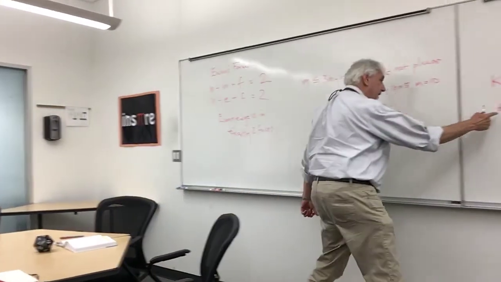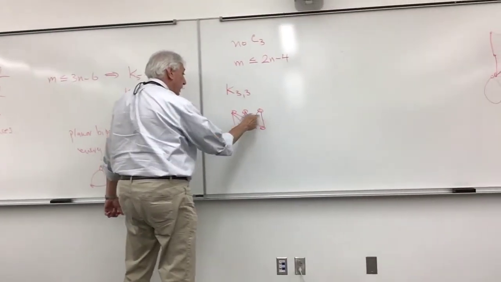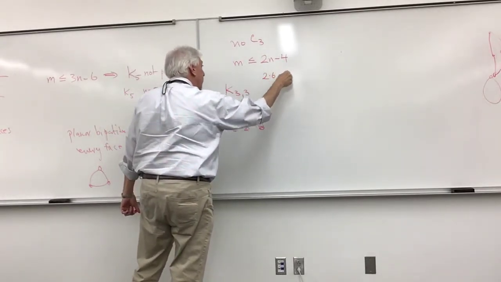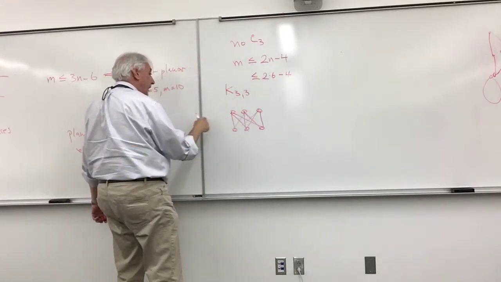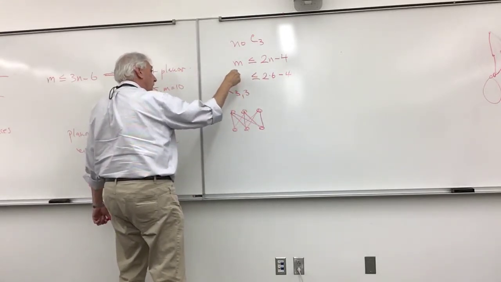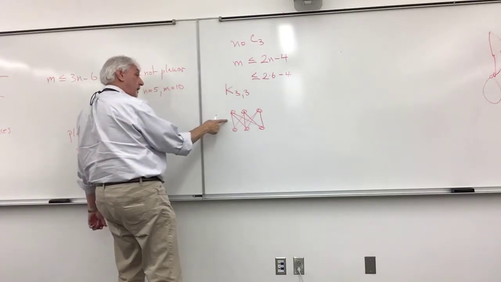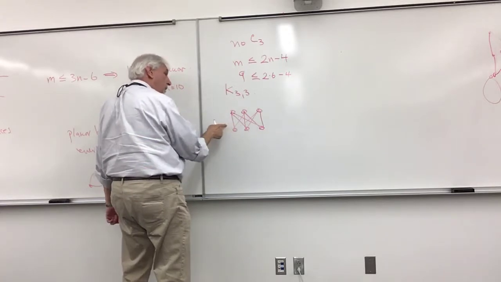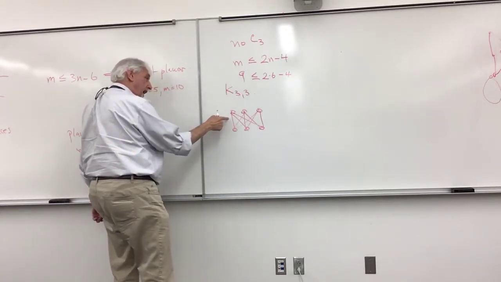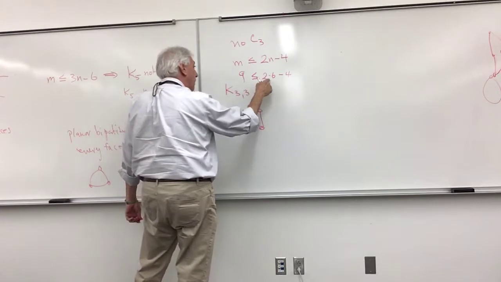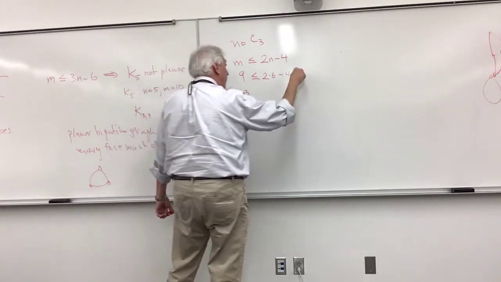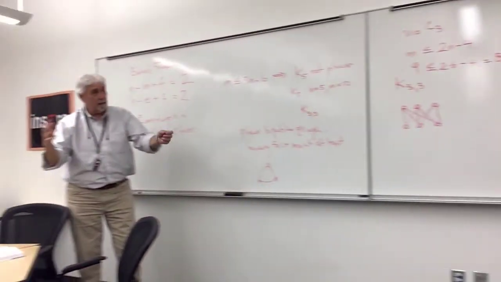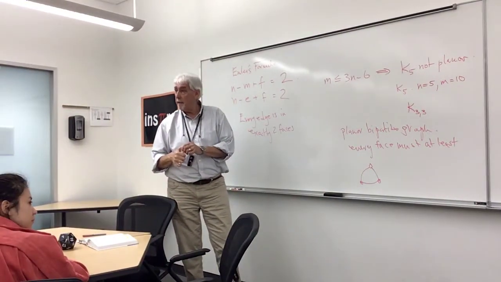How many vertices here? There are 6 vertices. So 2 times 6 minus 4 would have to be greater than or equal to how many edges in K33? 9 edges. So if K33 was planar, 9 would have to be less than or equal to 12 minus 4, which is 8. And I hope you know that 9 is not less than or equal to 8.